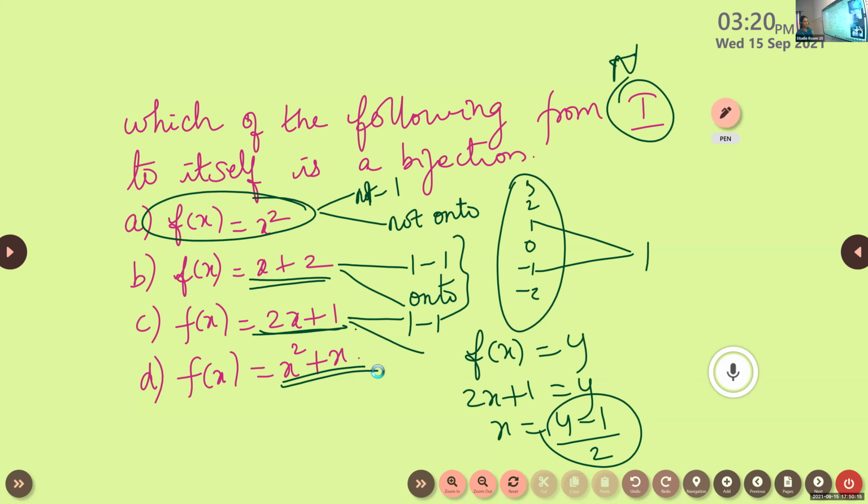What about the next case? X square plus x. Is it 1, 1 and on 2? If you take this, sometimes you will not be able to find the pre-image. So it is not on 2. X square plus x will not become an on 2 function. So the answer is B.